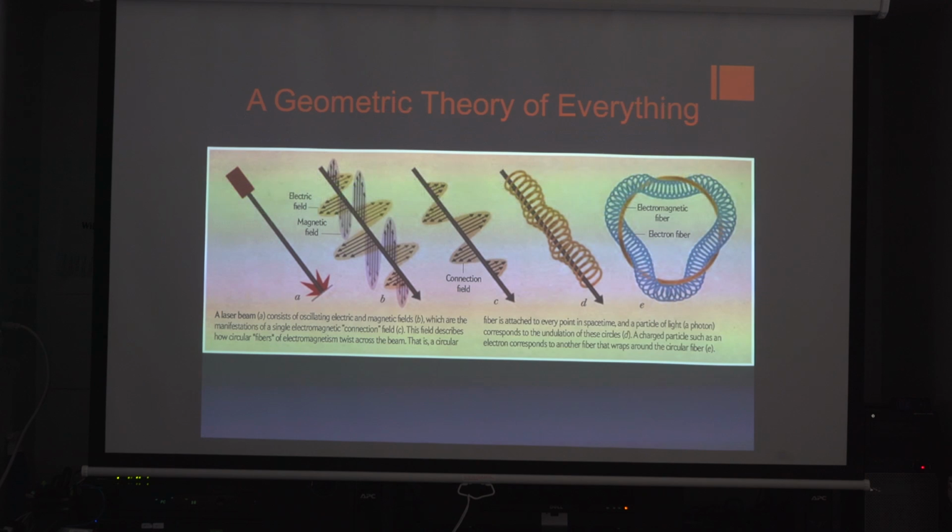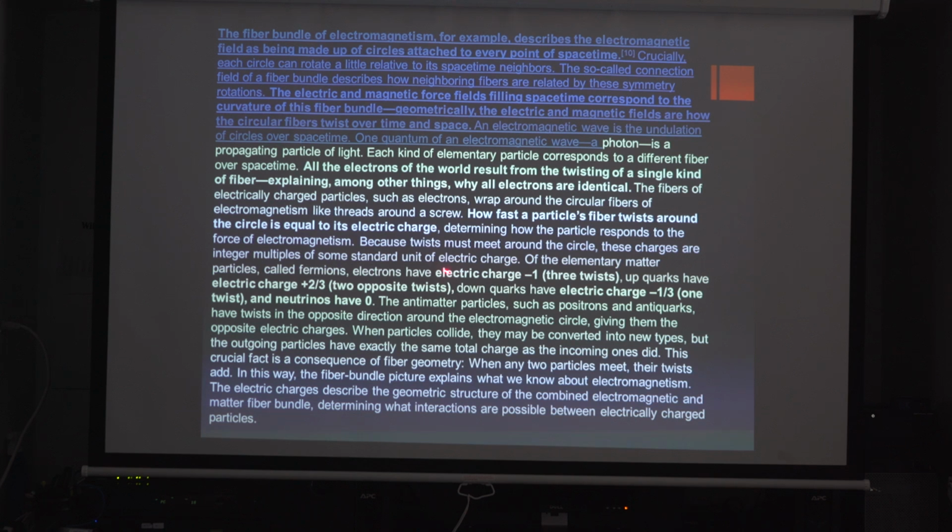Well, the 3, because the charge only has those values, I think. Because twists must meet around the circle, these charges are integer multiples of the standard unit of electron charge. Of the elementary matter particles called fermions, electrons have electrical charge -1, which is a 3 twist. So I guess 3 twists corresponds to -1. The up quark has the charge 2/3, so 2 opposite twist, because that's a minus, this is a plus, so that's a 3 twist clockwise, this will be anti-clockwise, 2.